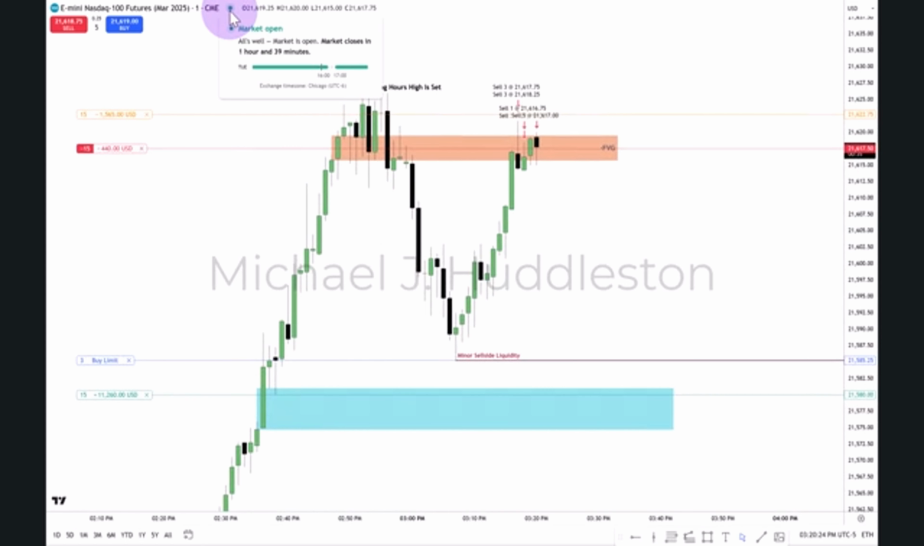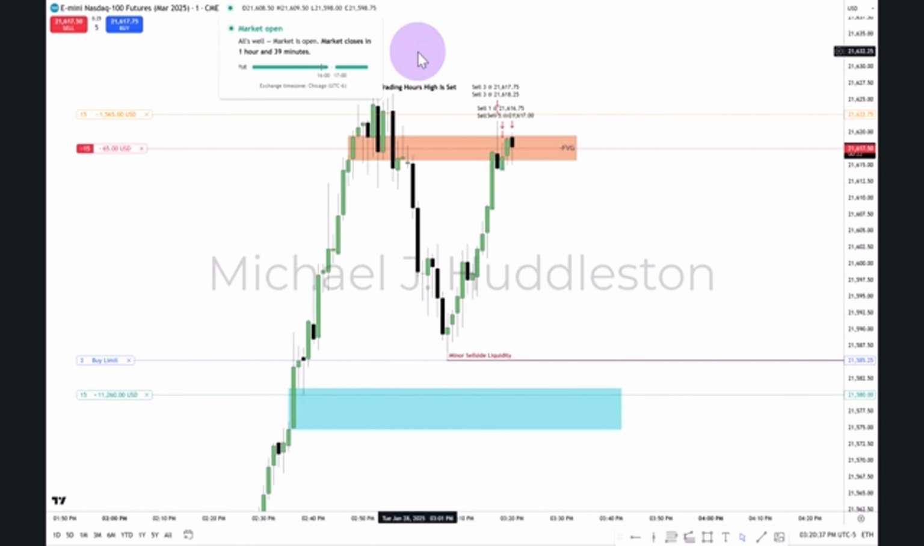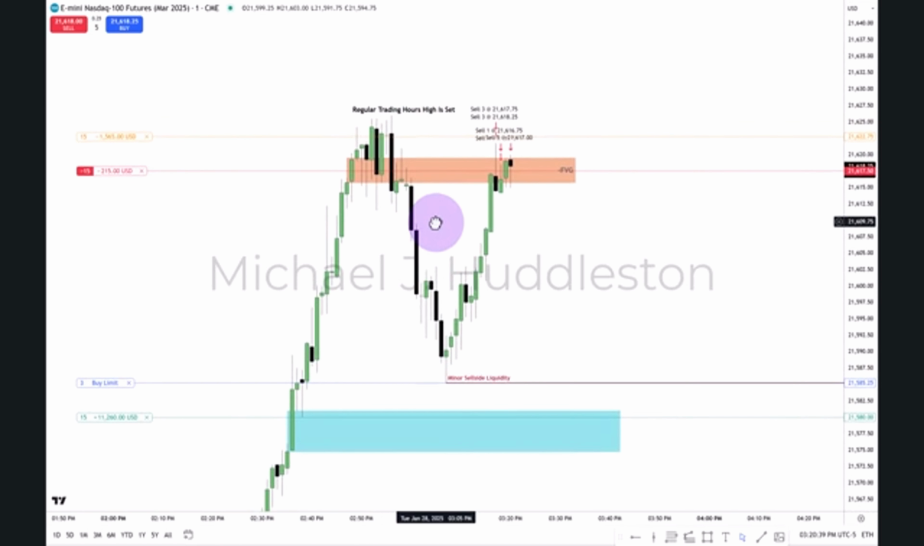I'll bring this down so I can keep this. I want to try to keep the bottom of the range showing as much as I can. Let me scrunch this up a little bit. Bring it down here. That should be good.